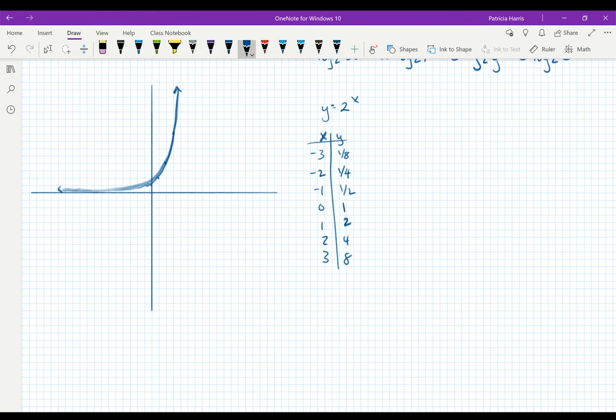Okay, so now if I do the logarithm, remember when you do a logarithm, you switch the x and the y. So if I were to draw the logarithm graph, I have a base of 2. Okay, what we're going to do is simply switch our x and our y. All right, there we go.